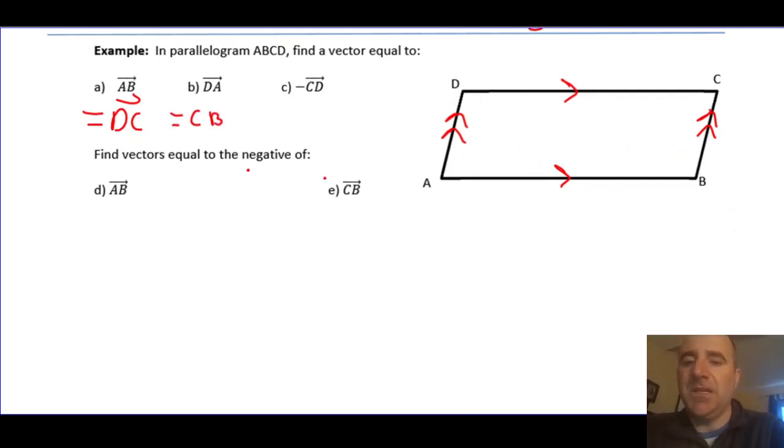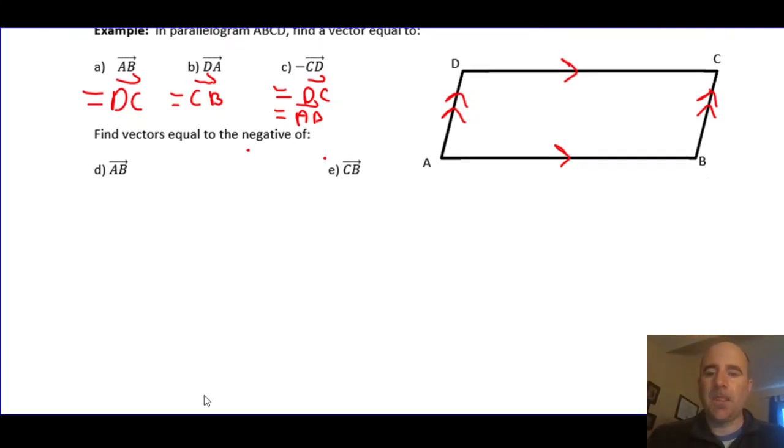Notice it's not BC, it is CB. BC would have the opposite direction. Okay, negative CD. Well, one thing I could do right away, without even looking at the picture, is I could say that this is DC, which is also AB. So a couple of different options there for that one.